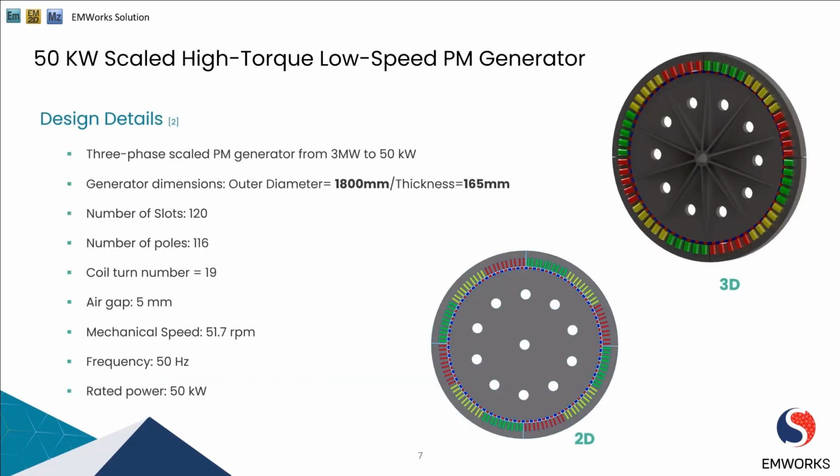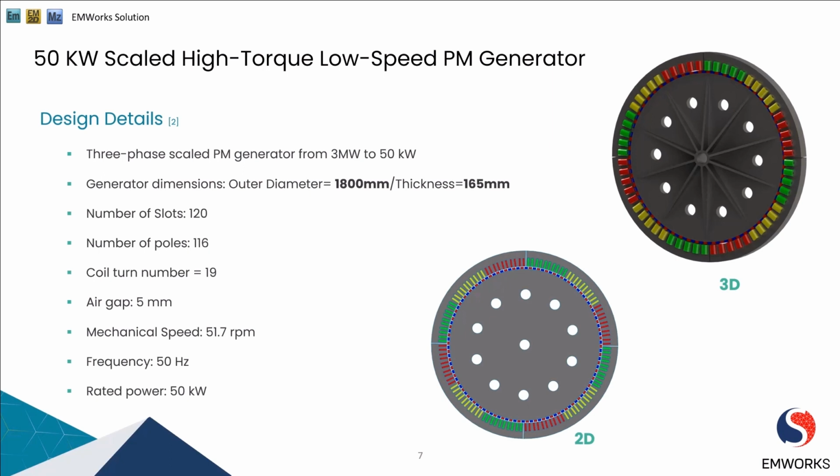Moving ahead, today our design focuses on a 3-phase scaled permanent magnet generator. Let's go over the key design parameters. The outer diameter is around 1800 mm. The stack length is 165 mm.